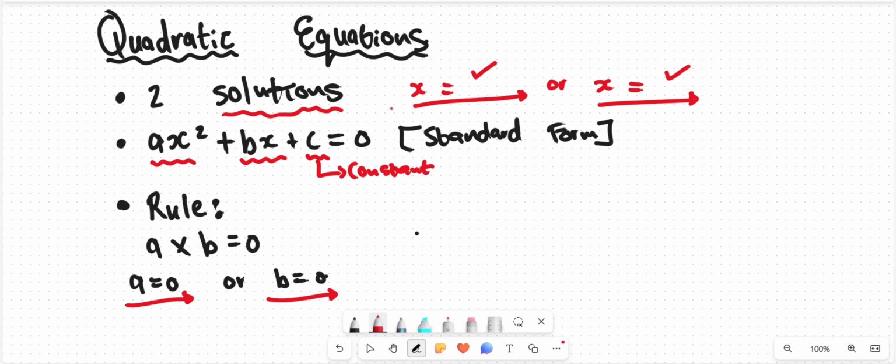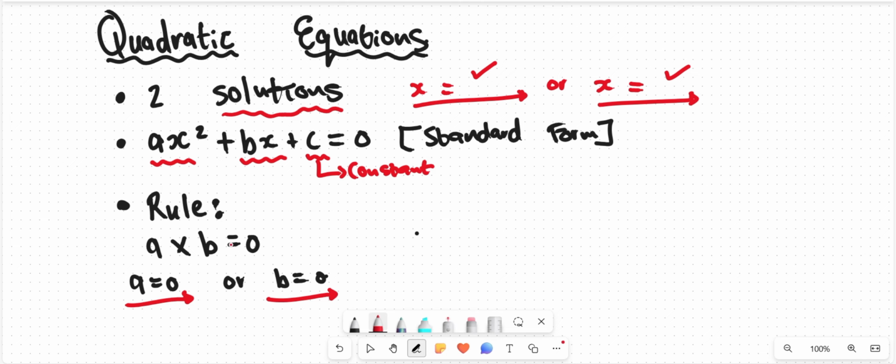The standard form that we want to see these equations in is ax squared plus bx plus c is equal to 0. This is called the standard form, and what that basically means is that whenever we get these types of equations, we're going to put them in this form where the ax squared term comes first, the one with the x comes next, and lastly our constant comes last.